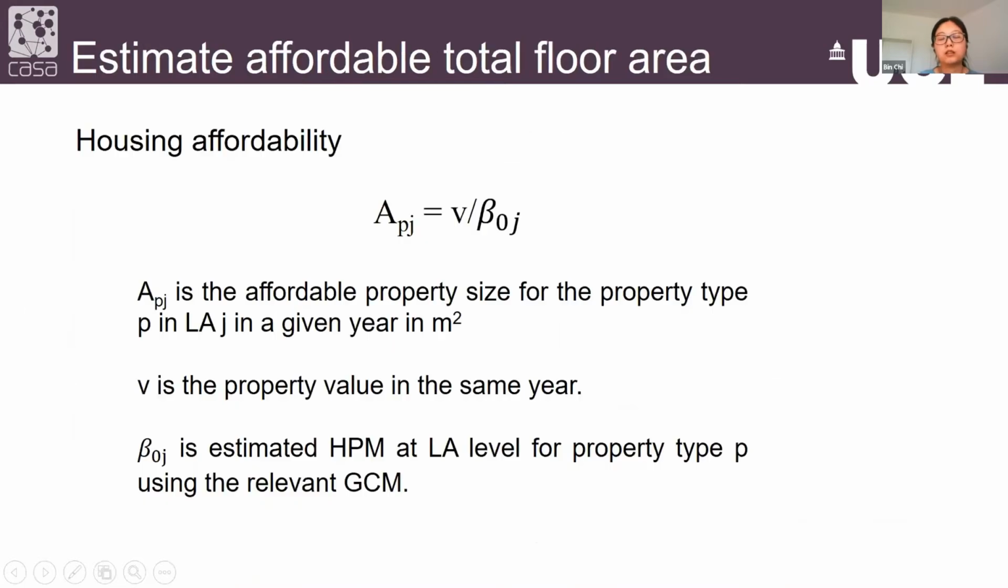And the third part, with the house price per square meter we estimate from the growth curve model, and also the property value we got from the typical household, we are able to estimate the new housing affordability index, which is the affordable total floor area. The equation divides the property value by the house price per square meter for a given property type in a given local authority, and then we get the affordable property size.